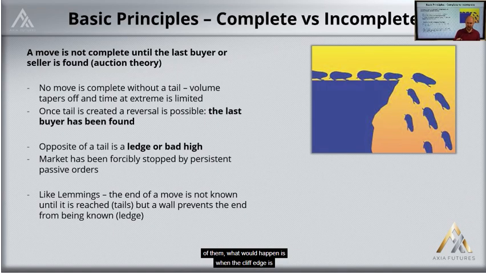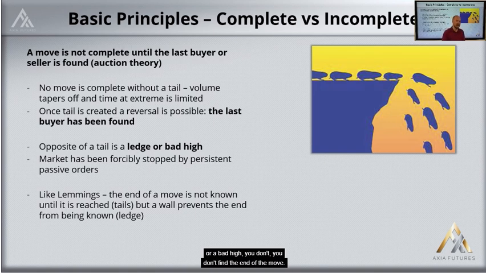what would happen is when the cliff edge is approached, one of them finds it and falls off. And that's the indication that that's the end of the line. Now, that's what happens with a tail. You march up to the end of the move. You don't know where it is. So if you're kind of blindfolded, you march up to the end. When somebody falls off the edge, you know where the end is. You know that that's been established.